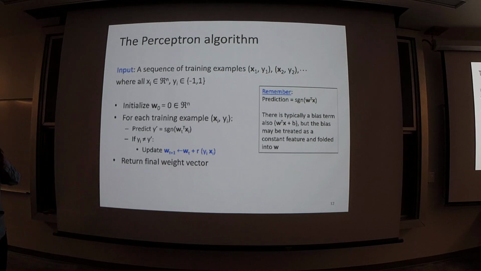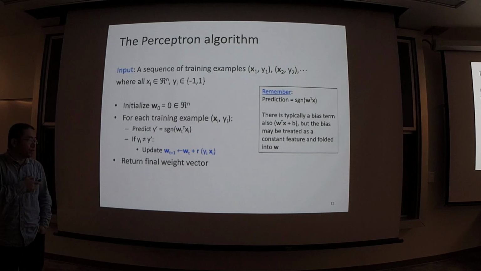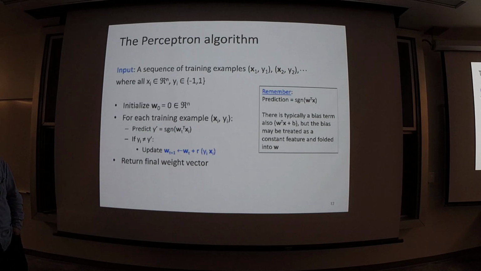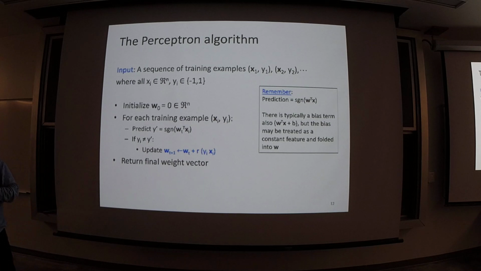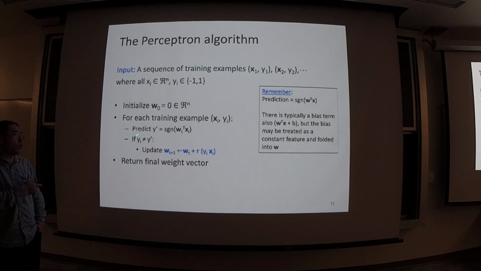So then we take a look at our prediction y prime. So if y prime is the same as the ground truth label yi, it means okay, I make a correct prediction on the current example. Then I do nothing. I just stay there. I only update my model when I make a mistake. So that means my prediction y prime is different from the ground truth yi, right?